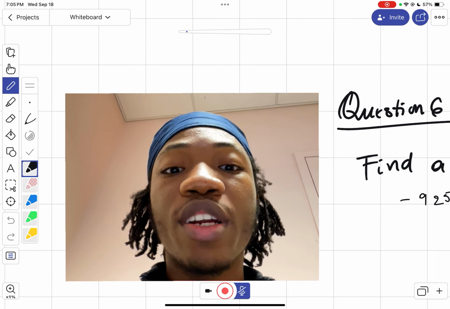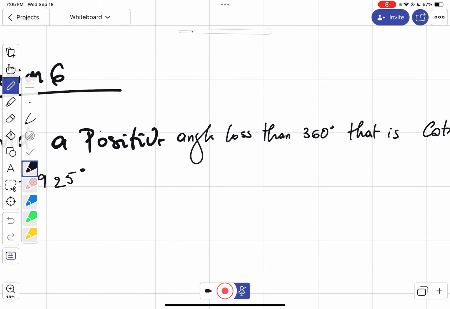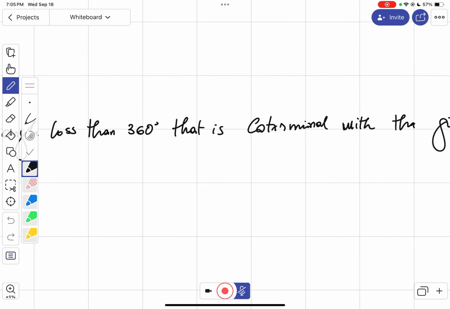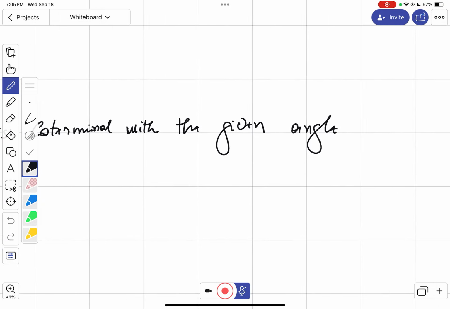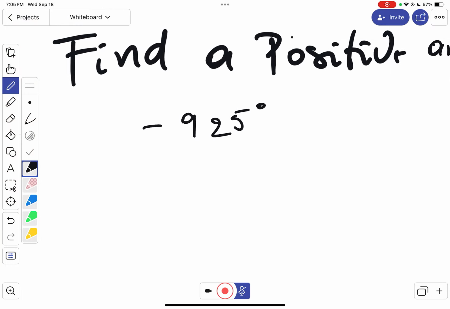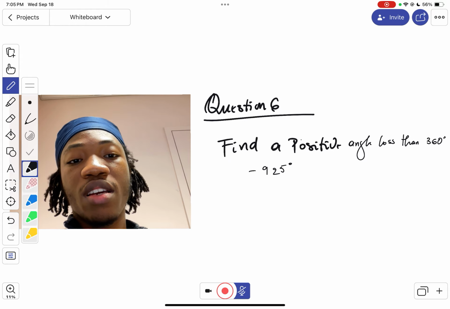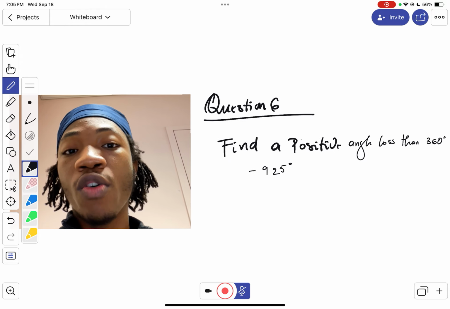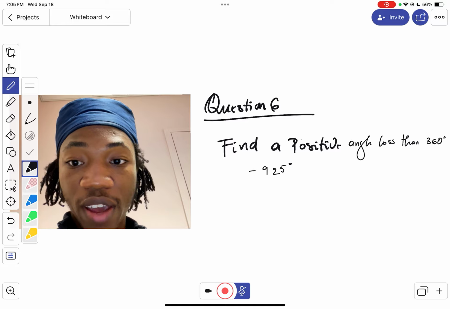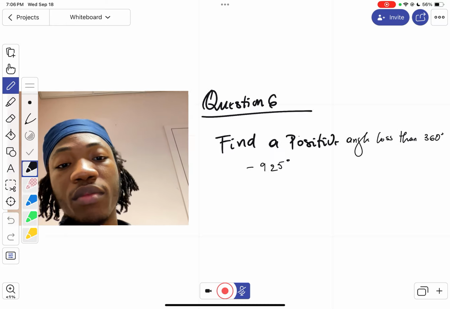But yeah, we're going to go to question number 6, and question number 6 says: find a positive angle less than 360 degrees that is coterminal with the given angle. And the angle that they give you is negative 925 degrees. So what we're going to do for this kind of exercise is subtract or add until we get a positive angle that is less than 360.